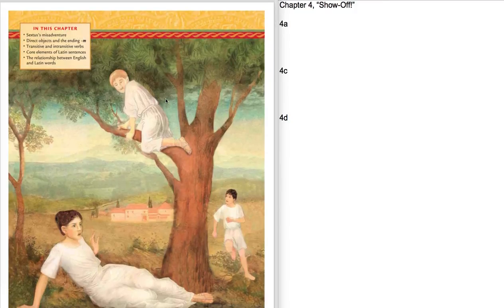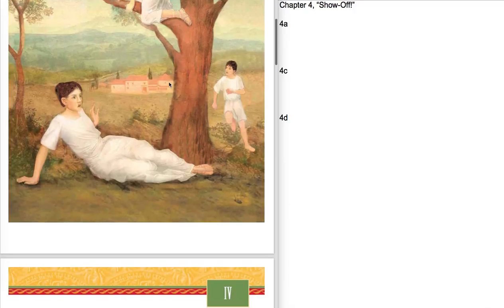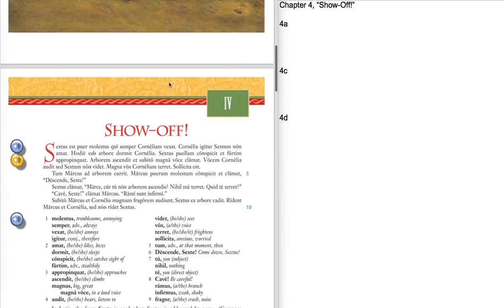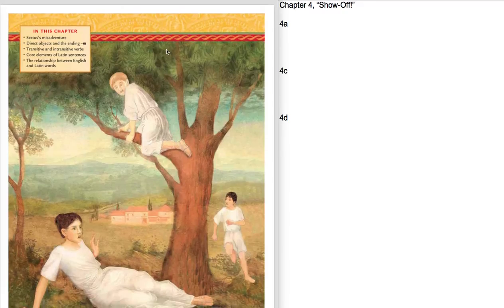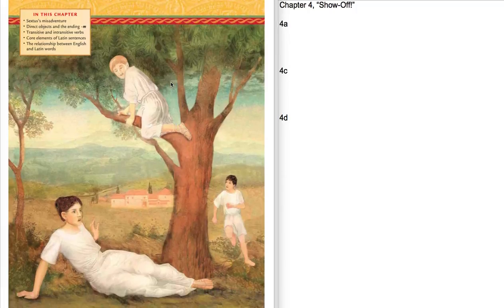Okay, this is chapter 4. This chapter is called Show Off. Why? Because Sextus is showing off. He's up in the tree. This is again Sextus, who lives with the family. He's not part of the family. He's a friend of the family's son. So he tends to be a little mischievous and puckish.